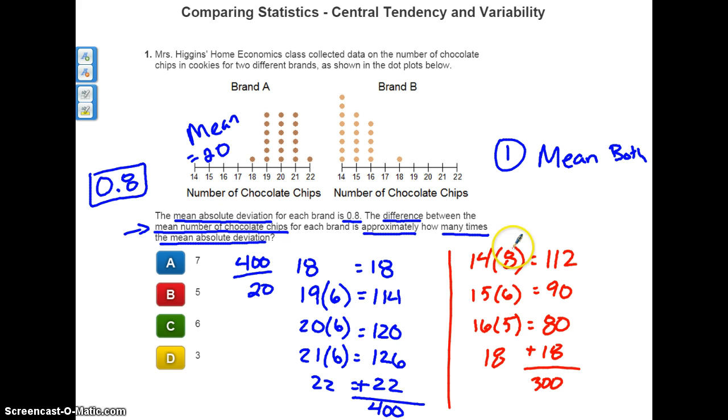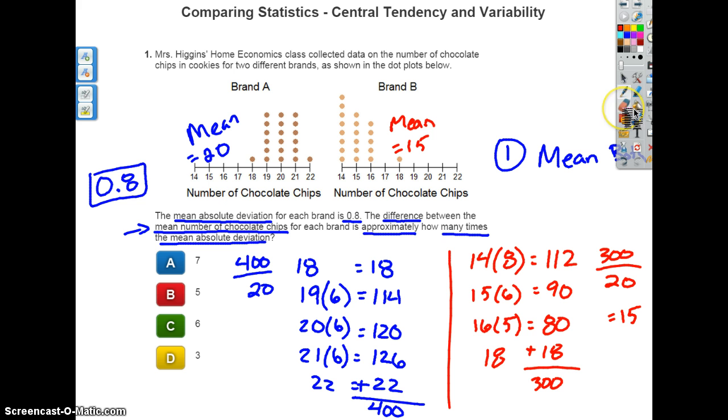And then if I go through and count how many total there were here, I have 11, 12, 20. I'm taking 300, dividing by 20 because there were 20 dots up here, and that gives me a mean of 15. So that's the first step. I found the mean of both.